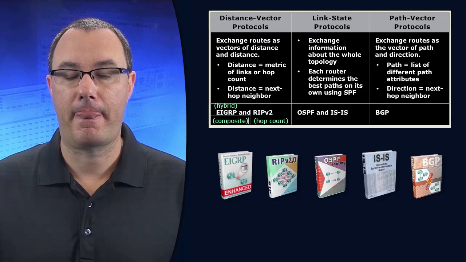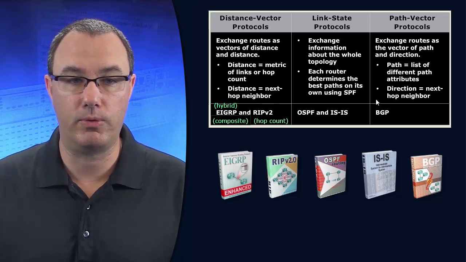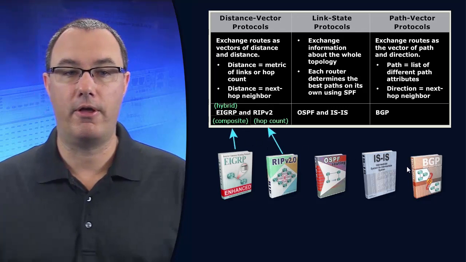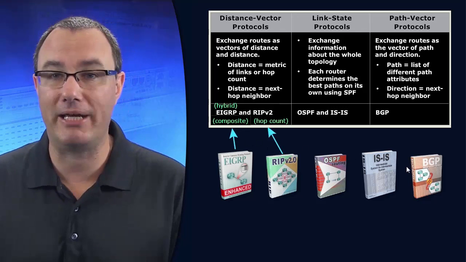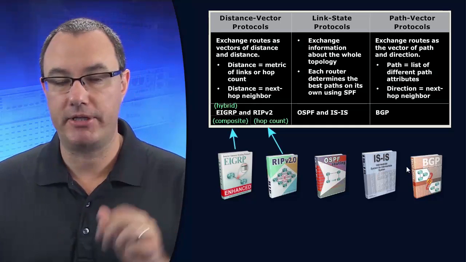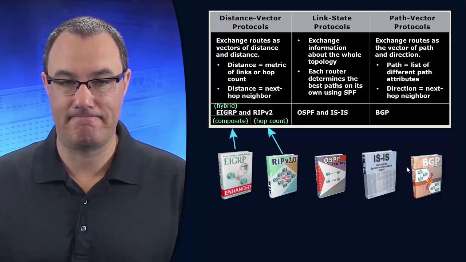So let's categorize these, make sure that we understand which ones are which. EIGRP and RIP, they're listed here. Those are distance vector. RIP v1, distance vector. RIPng, also distance vector. And if you want my opinion, EIGRP could have its own category.